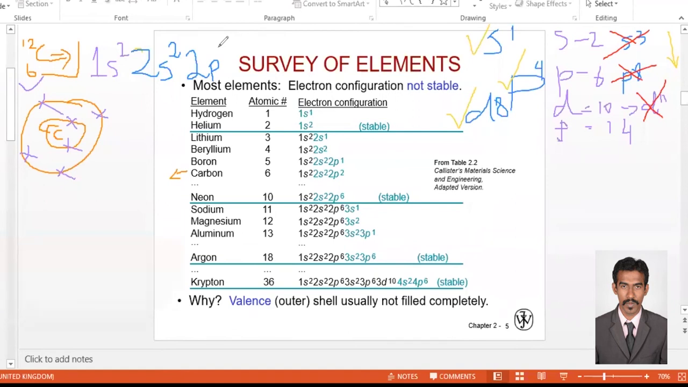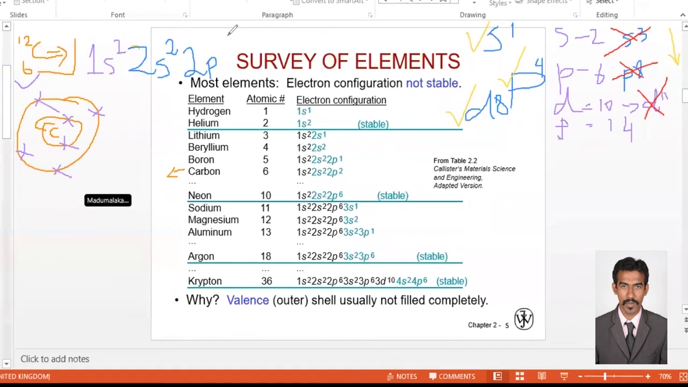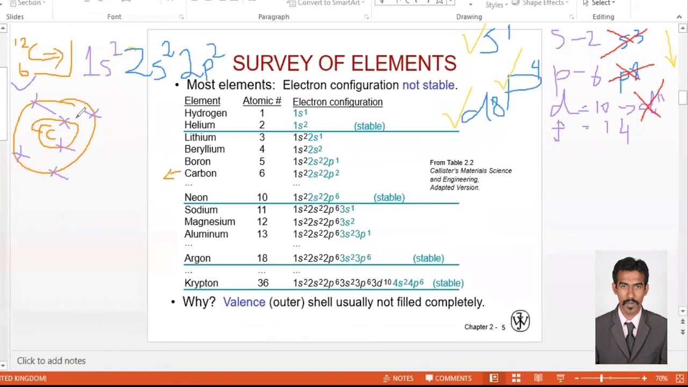In the second orbit we have only S and P. So I will write P. That's correct. And now which number should I write here? 2, because already 4 electrons are filled, then the remaining is 2. Fine, correct. Because this is our first orbit.